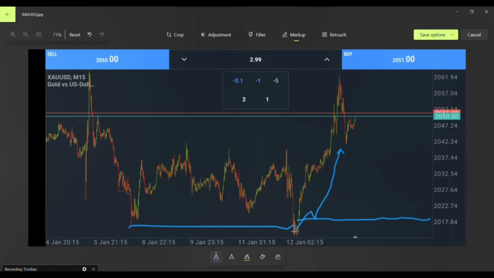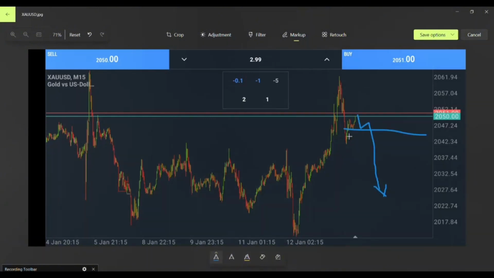So a buy stop order is set above the current market price. Those are the 4 categories of market orders. They fall under 2: we have the instant execution and we have the pending order. The pending order has 4 major types, which are the buy limit, the sell limit, the buy stop, and the sell stop. I hope this is clear.